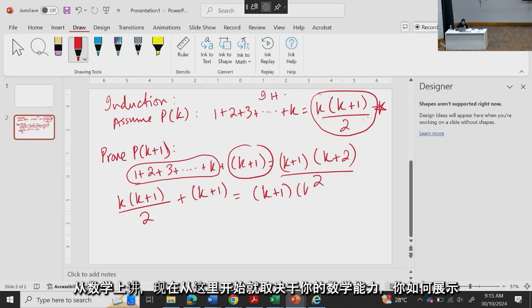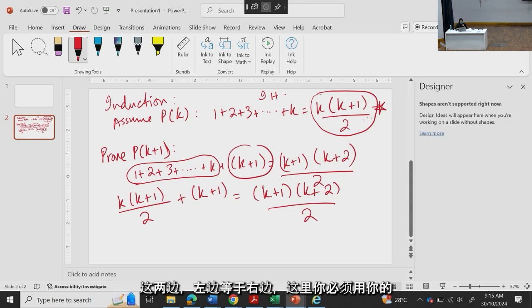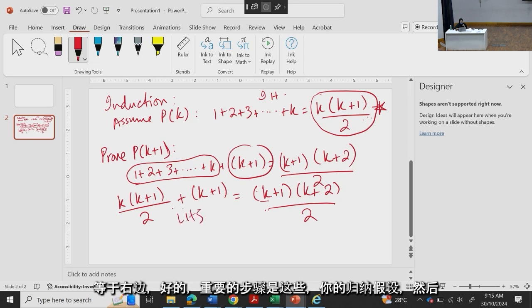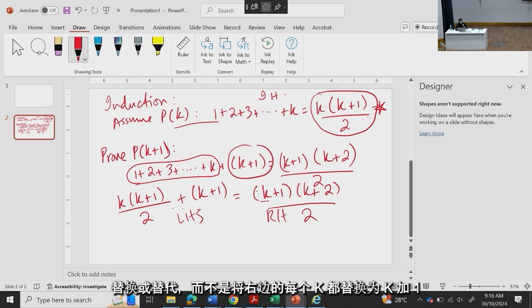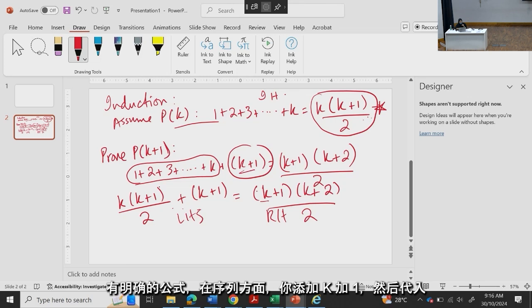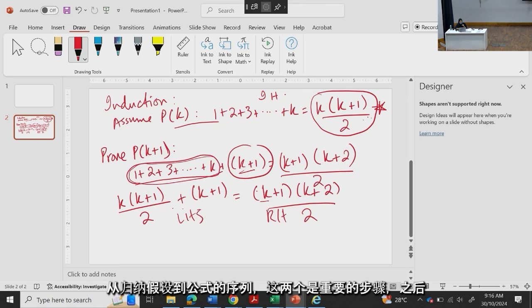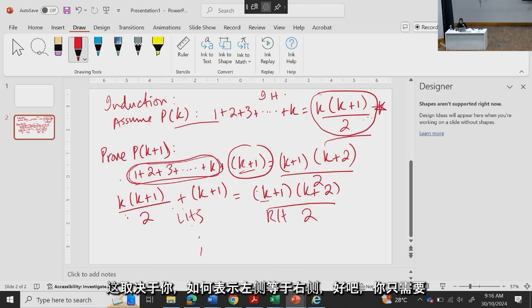Mathematically, from here onward it's up to your mathematical capability how you show that the left hand side is equal to the right hand side. Here you have to use your mathematical knowledge from high school. So the important steps are these: your inductive hypothesis, then replacing every k with k plus 1 on the right hand side where you have the explicit formula. On the sequence side, you add k plus 1. And after that, you substitute the sequence from the inductive hypothesis with the formula. These two are important steps. After that, it's up to you how you show left hand side is equal to right hand side.